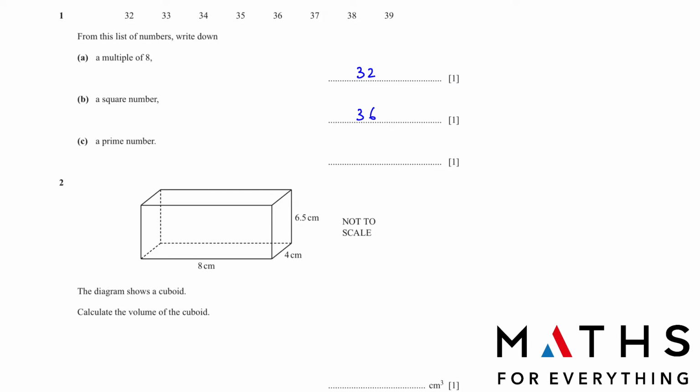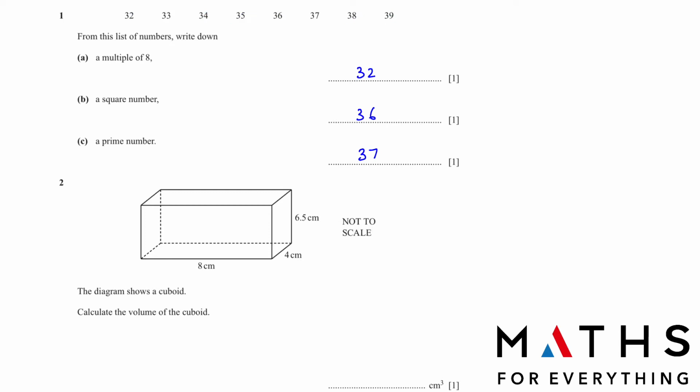A prime number is a number that is not divisible by any number except itself. So it is very easy to spot a prime number here. Even numbers except 2 are not prime numbers, so they are cancelled. Numbers ending with 5 are cancelled. Numbers which are divisible by any other number, so 33 and 39 are divisible by 3, that is cancelled. What are we left with? 37. That's our answer.